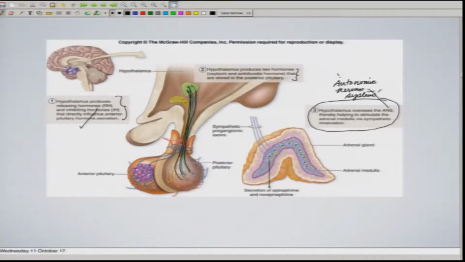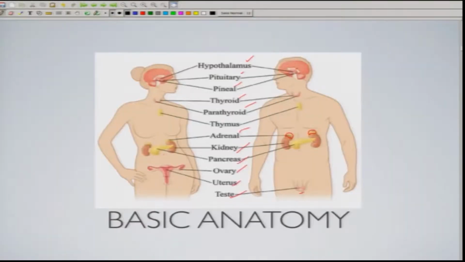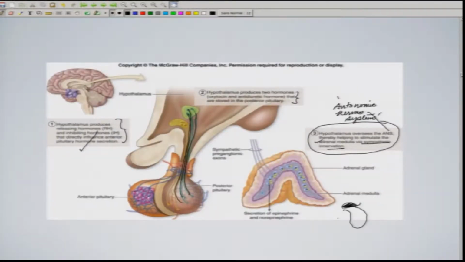Now, coming back, the hypothalamus oversees the autonomic nervous system, which is ANS, where you have epinephrine, norepinephrine, all those secretions happening, thereby helping to stimulate the adrenal medulla via sympathetic innervation. This adrenal medulla we are talking about, you remember on top of the kidney there is this organ. Just to follow up on it, this is where the adrenal is sitting. Just think of it, this is the kind of control level we are talking about, this is the kind of distance these molecules follow. So, coming back, the hypothalamus oversees the ANS, thereby helping to stimulate the adrenal medulla via sympathetic innervation, which is part of the autonomic nervous system.